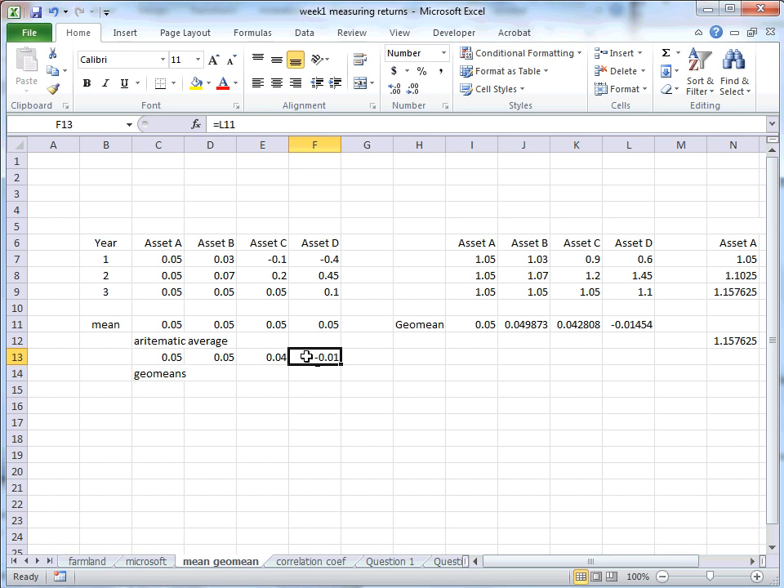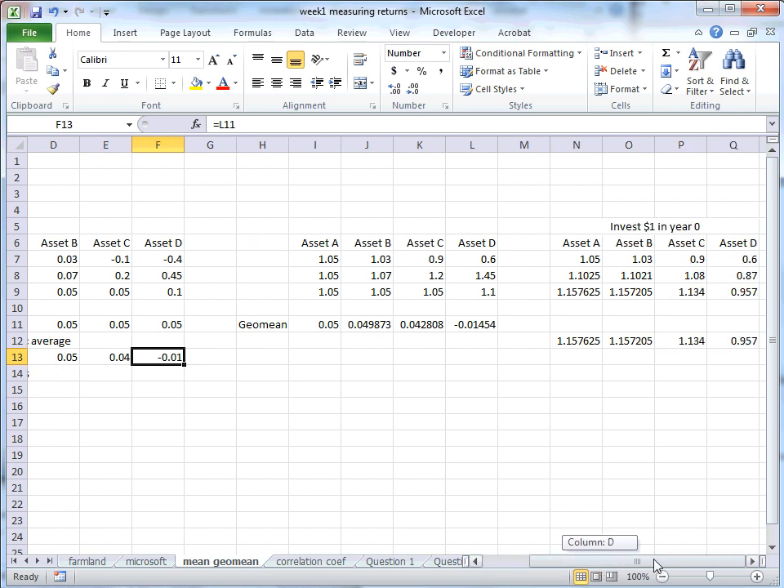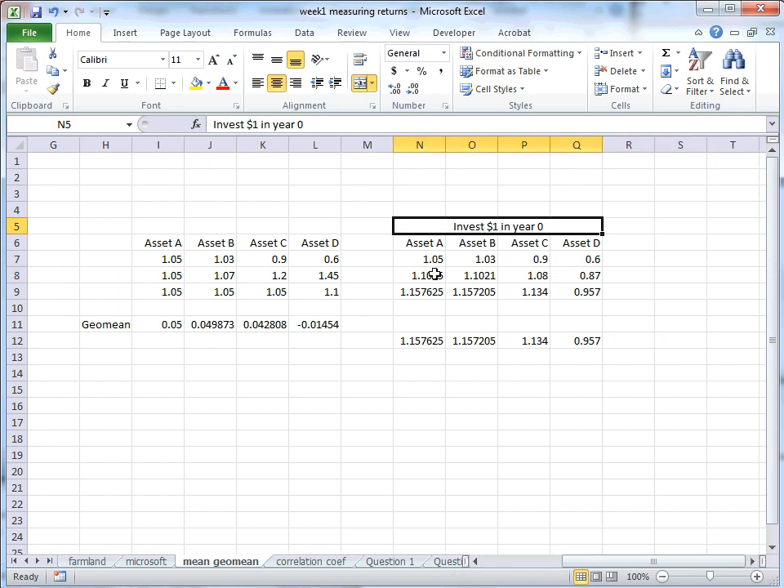Here's the intuition. Remember what the geomean does. It calculates, if you invest $1 at the beginning of the period, how much you will have at the end of the period, given that you reinvest the returns in the asset. Let's show that. And here we've done this. This is 1 plus the asset. So we can do those calculations if we invest $1 in year 0 right over here really easily.